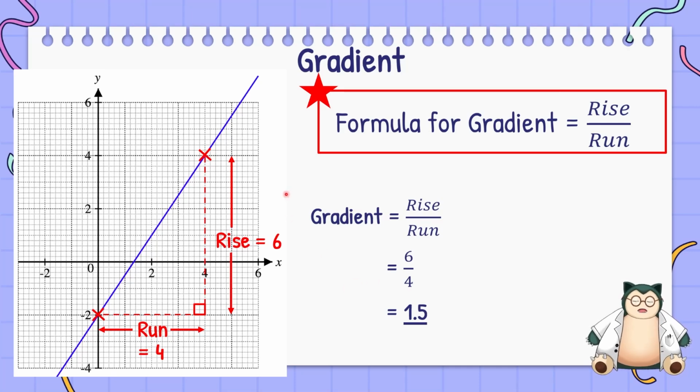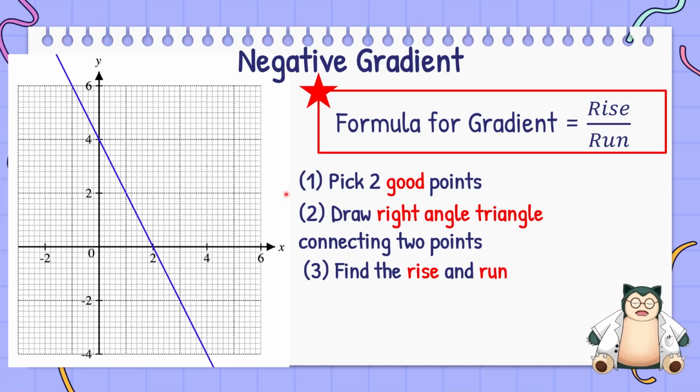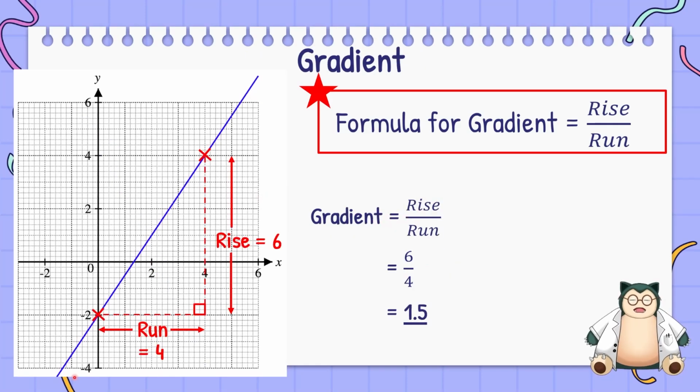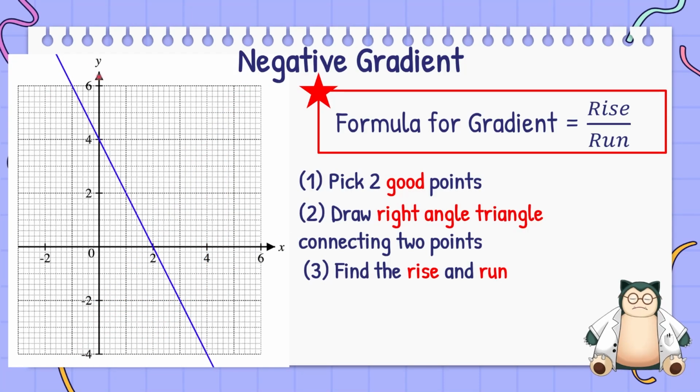Okay? Next, we have a negative gradient slope. What do I mean by negative gradient? Notice in the previous graph it is sloping upwards. The y value goes from a small number to a bigger number. However, for a negative gradient, we are going from a bigger number to a smaller number. It goes downwards. So first thing, same as before, we pick two good points over here.